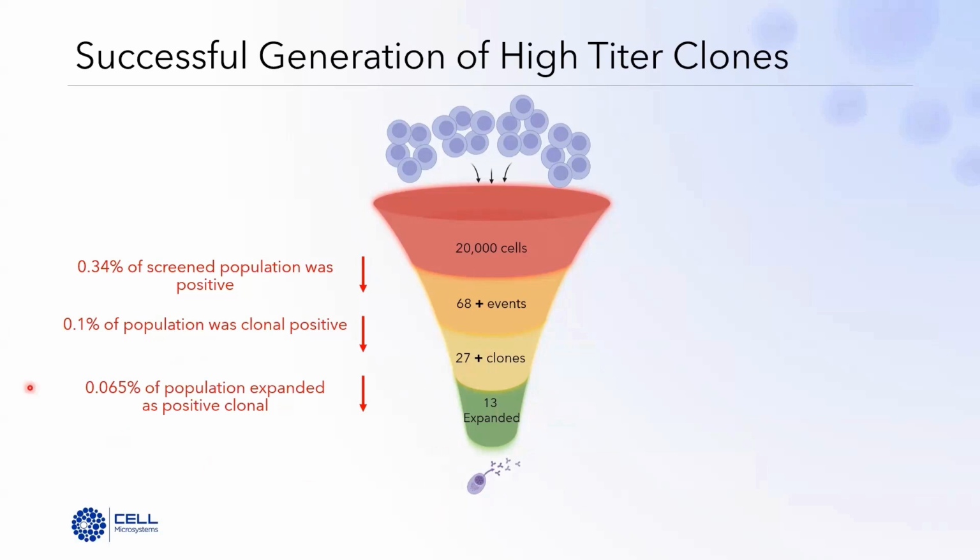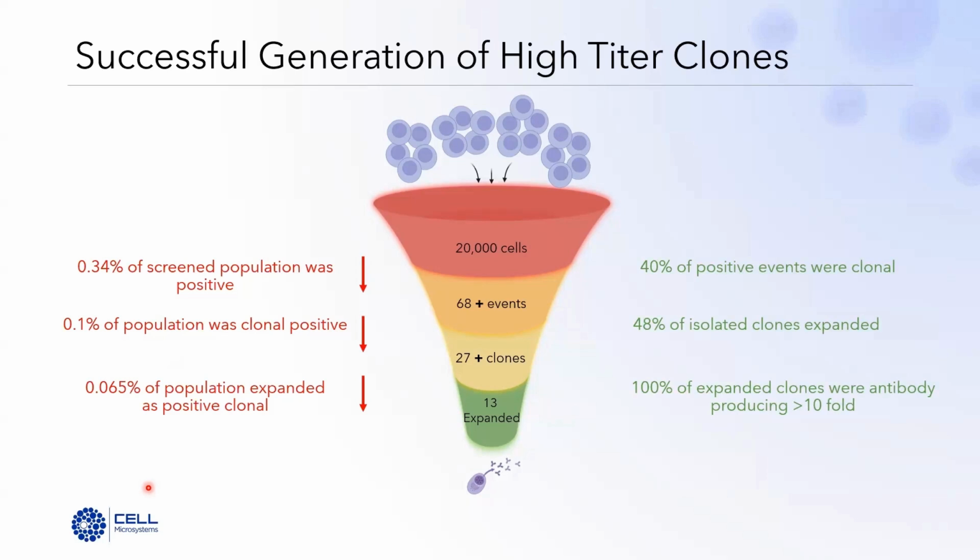So from top to bottom, only 0.065% of their cell population was in fact antibody secreting and could be recovered and expanded to rescue their line. Now those numbers sound really bleak, but on the positive side of things, over 40% of the events that we observed were in fact clonal. Almost half of the clones that we were able to isolate were recoverable and could be expanded. And this is the number that we're most proud of. 100% of those expanded clones were in fact positive for antibody production greater than 10-fold.